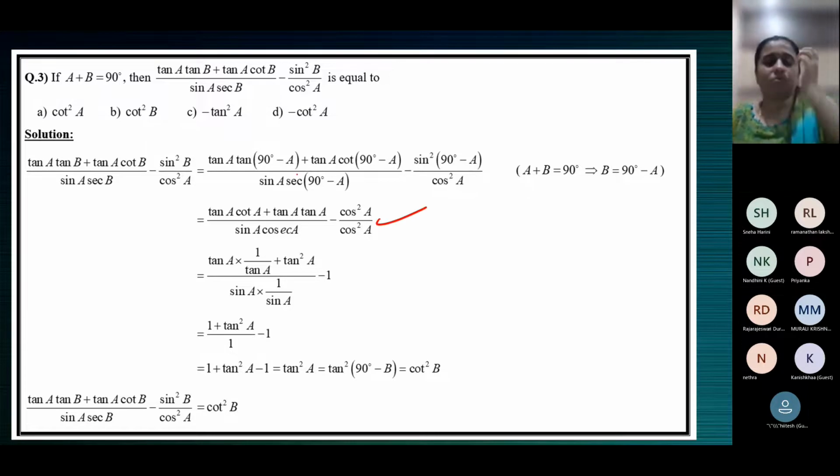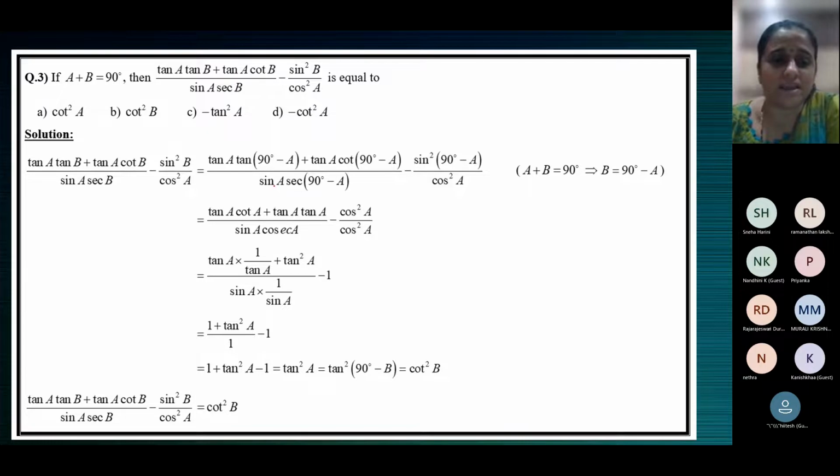Next step. Now we know that tan and cot are reciprocal ratios. So you can write cot as 1 by tan A, or you can write tan A as 1 by cot A and cancel. Change any one of the two. I've written tan A as it is and cot A as 1 by tan A because tan and cot are reciprocal ratios. Very simple, children. The introduction we discussed in the class the other day is what you need to know.